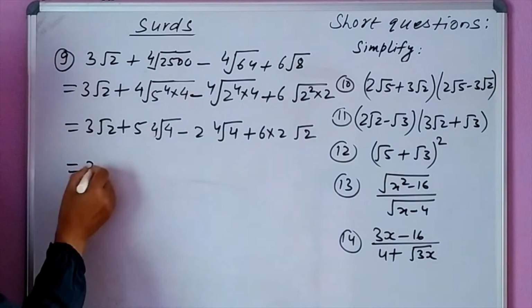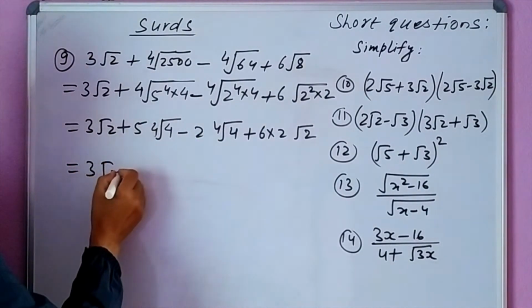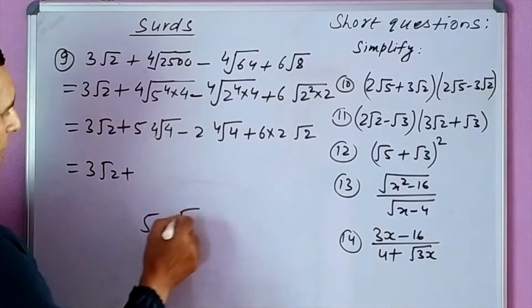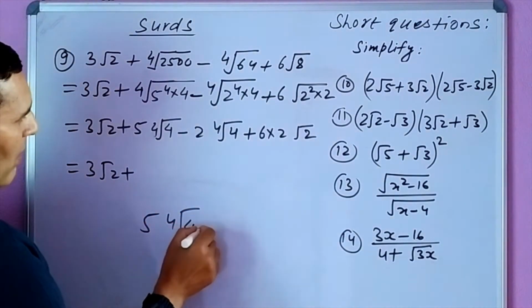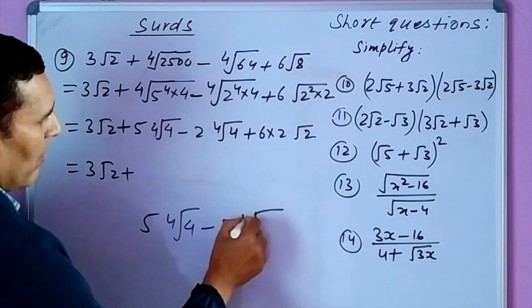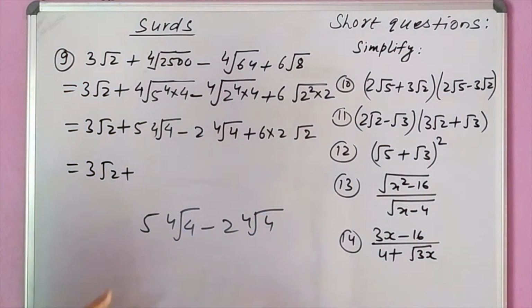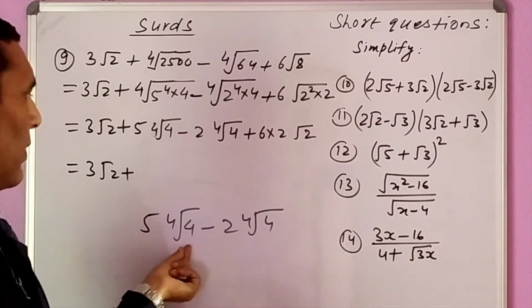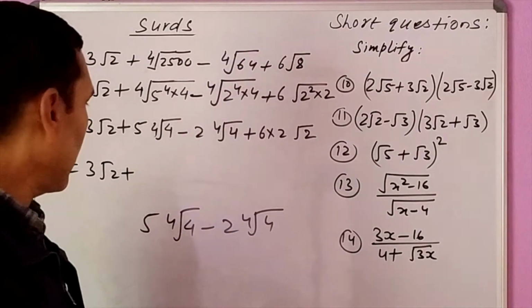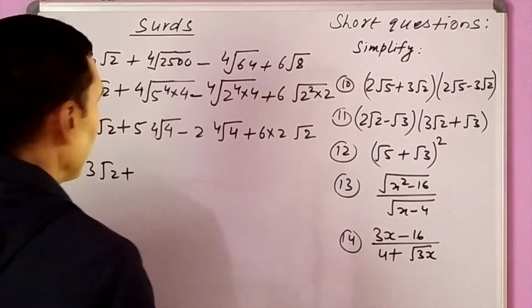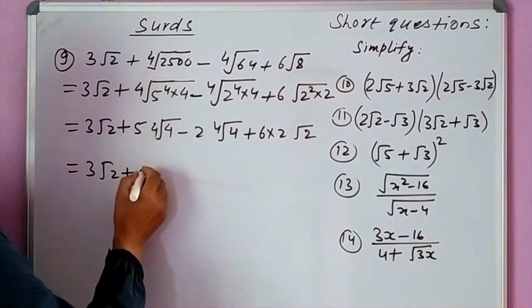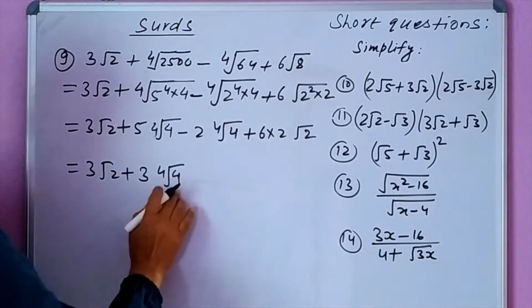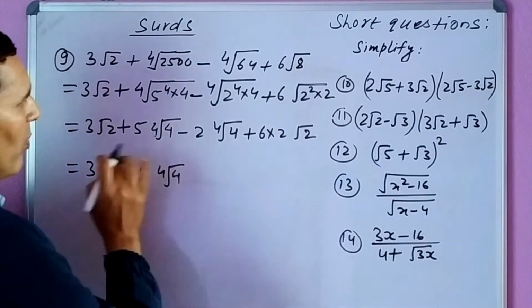Now 3 root 2, these two surds are like surds. Look here now. Now look at these two surds. These 5 and 2 are the coefficients, and the order of the surds is 4. The radicand is also 4. So like surds can be added or subtracted according to the sign. So 5 minus 2 is 3, and the radicand and order 4 stay as they are.